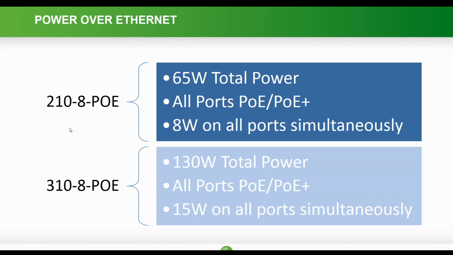So take an example here on the screen. If you have a 210 8 PoE, you have 65 watts total power, so you can deliver up to 8 watts simultaneously on all ports. But one port can go up to 30 watts, which means you have only 35 watts for the rest of the ports. If you have a 310 8 PoE, it has a 130 watt total pool that can give you 15 watts on all ports simultaneously. So that's really the only difference between 210 and 310.